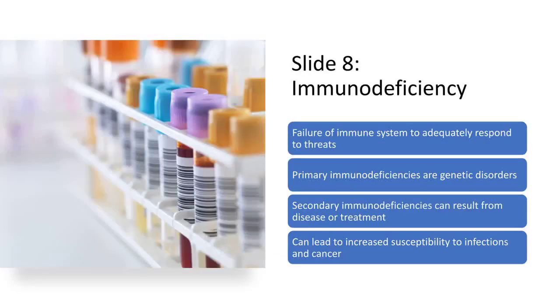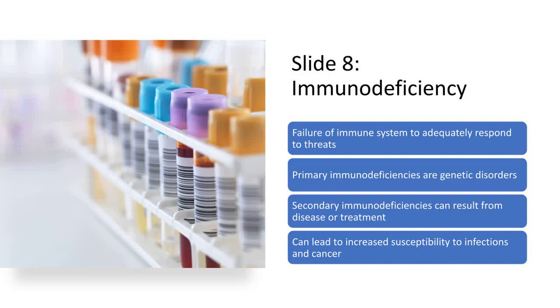We will discuss immunodeficiency, which is a condition where the immune system fails to respond adequately to threats. There are two types of immunodeficiency: primary and secondary. Primary immunodeficiencies are genetic disorders that are present from birth and can affect any part of the immune system. Secondary immunodeficiencies can result from disease, such as HIV/AIDS, or as a side effect of treatment, such as chemotherapy.